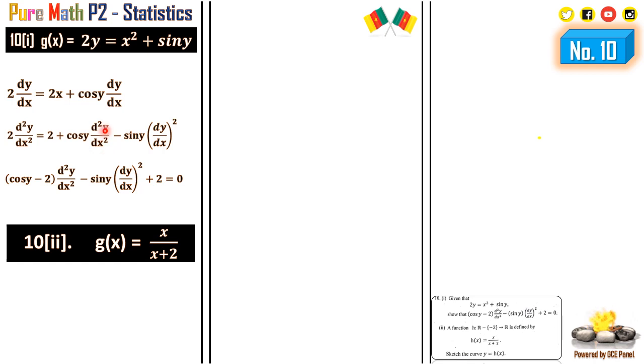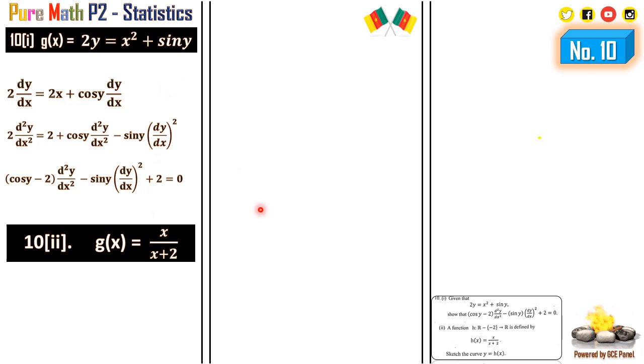Okay, so when we now simplify it, we can rearrange it to have cos y minus 2 d squared y dx squared minus sine y dy dx all squared plus 2 equals 0. So you can rearrange to have that. And this is it for this first part.